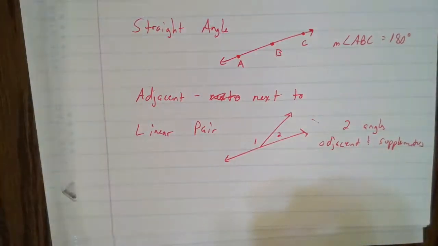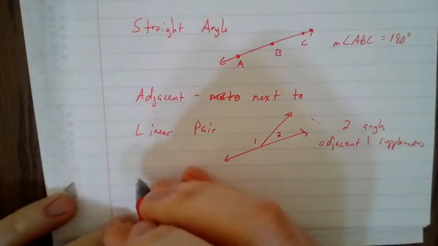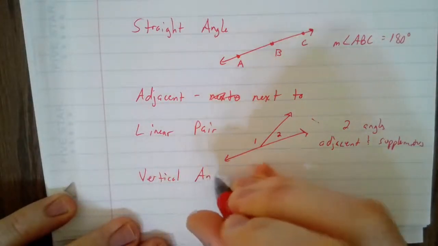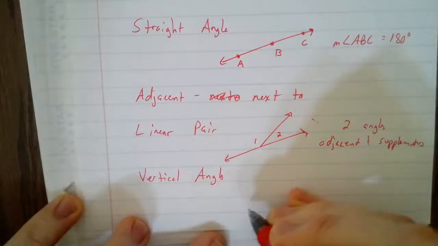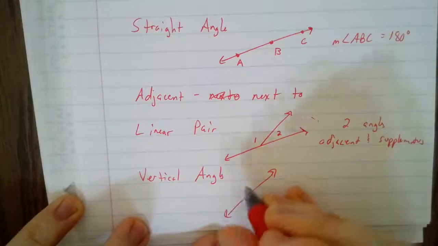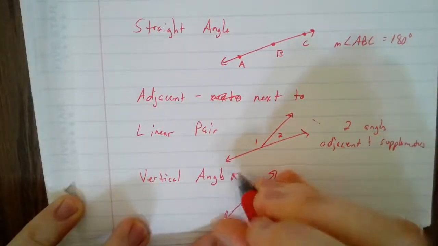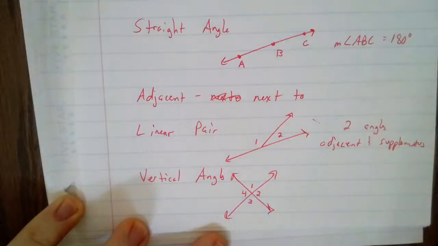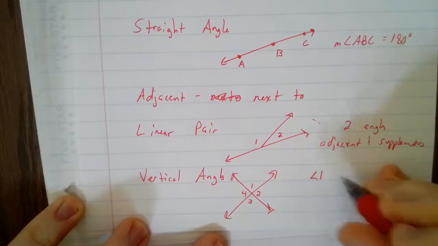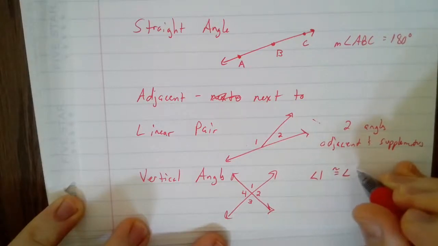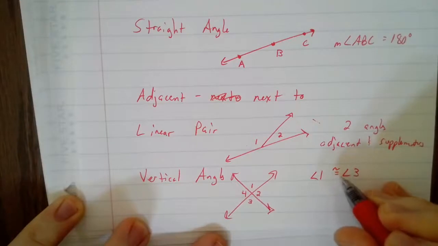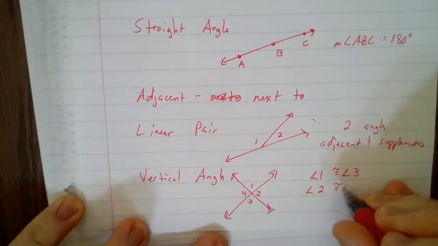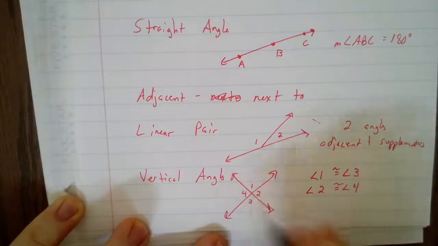And then finally, we've got what are called vertical angles. Okay? So vertical angles, we tend to think of vertical as being up, down, but that's not what it means in this instance. Okay? If we have two angles here formed by intersecting lines, right? We have angle 1, 2, 3, and 4. Angle 1 and angle 3 are vertical angles, and vertical angles are always congruent. But likewise, angle 2 and angle 4 are vertical angles, so they're also congruent.